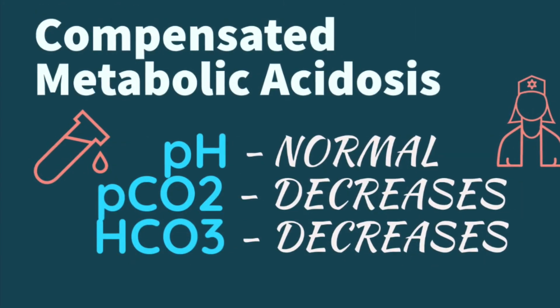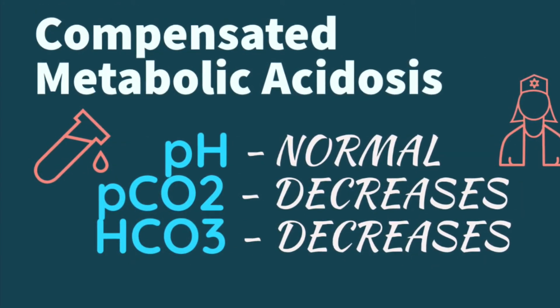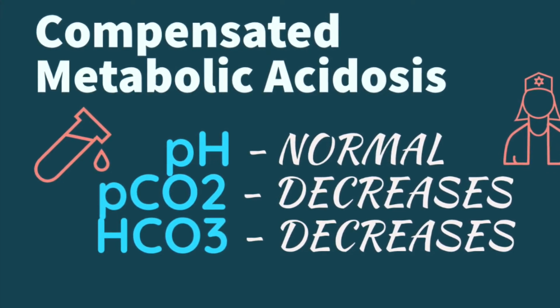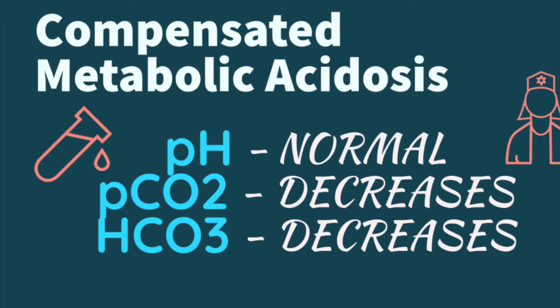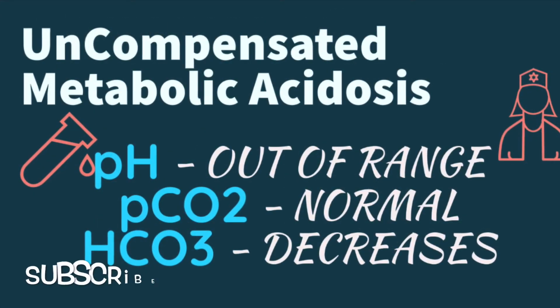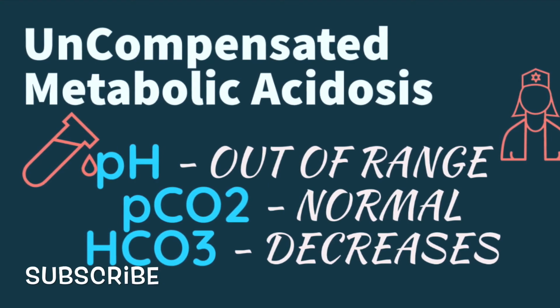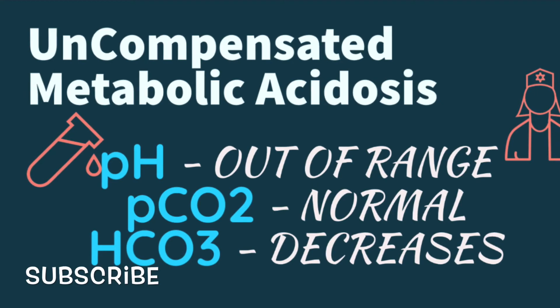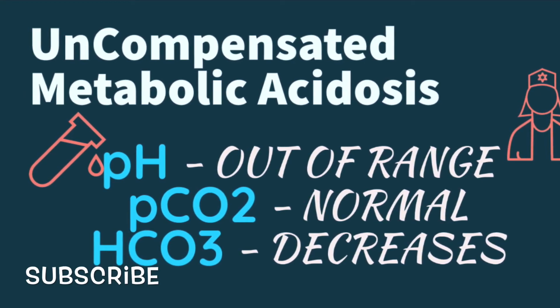Next is compensated metabolic acidosis, and here pH level will be normal and both carbon dioxide and bicarb level will be decreased. And next is uncompensated metabolic acidosis, and here pH level will be out of range, carbon dioxide level will be normal and bicarb level will be decreased.